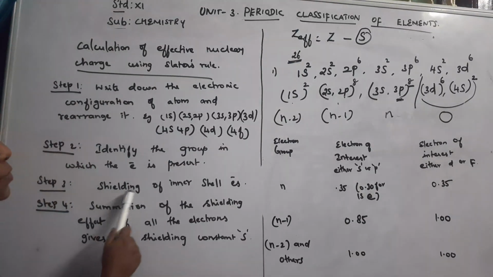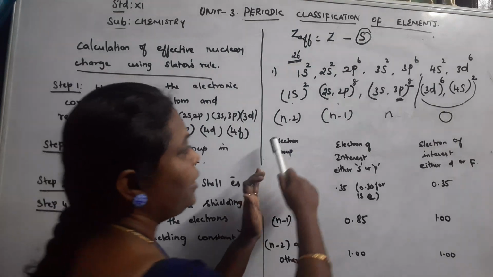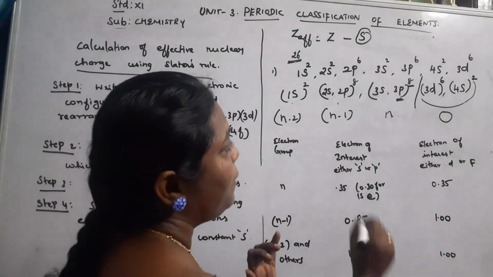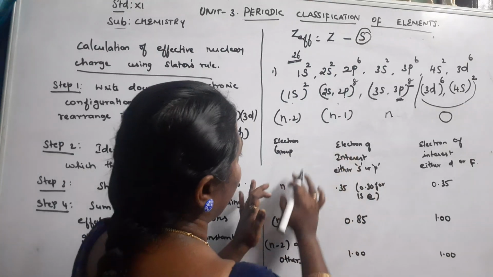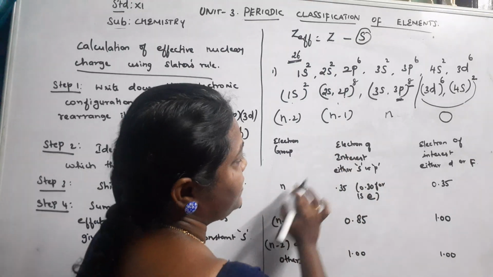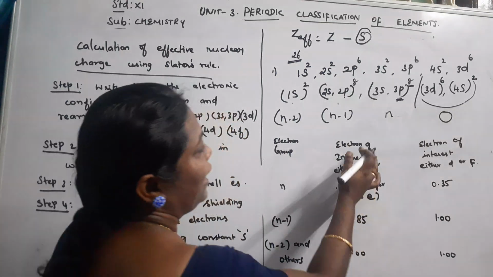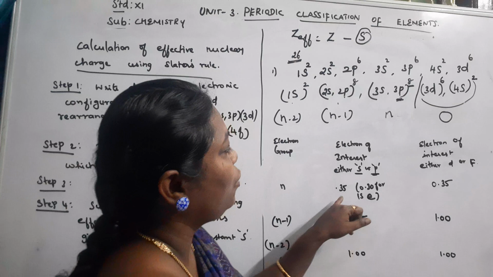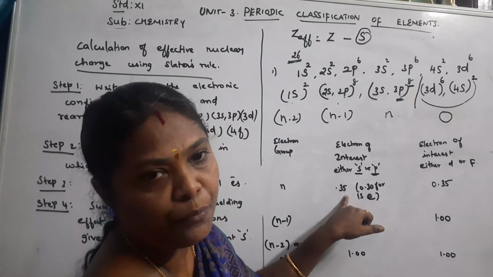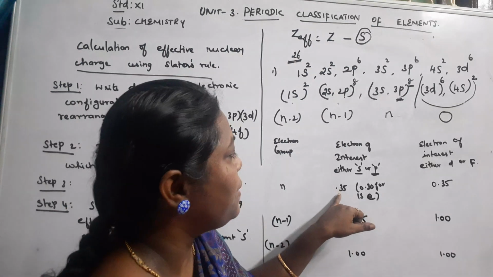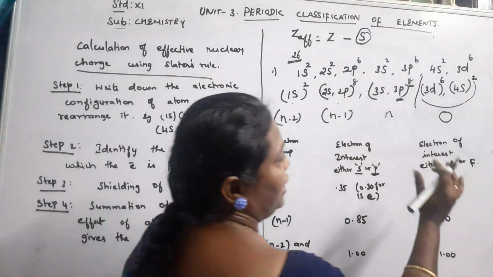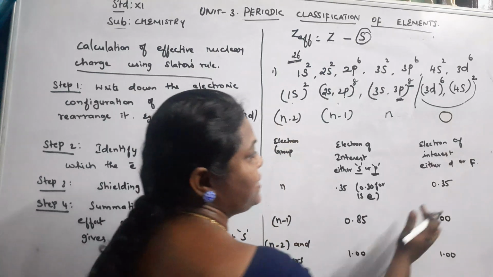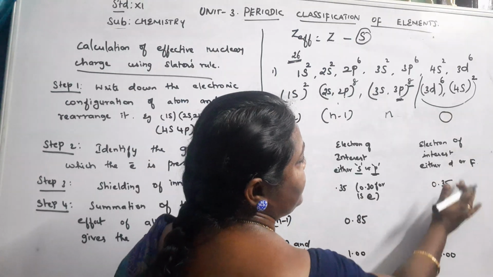Okay, third step, shielding of inner shell electrons. Here I have written a tabular column showing how you have to calculate the shielding effect per unit charge. So for electron group n, that means the orbital in which we have chosen the electron, either s or p orbital, the shielding effect per unit is considered 0.35. If the electron we are choosing is present in either d or f orbital, it is also the number of electrons multiplied by 0.35.